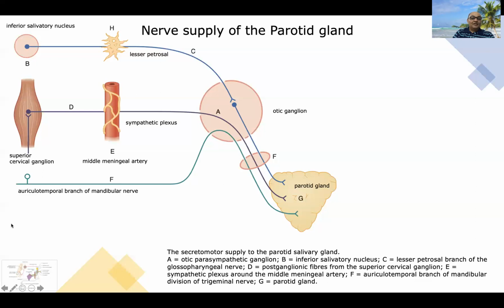Now let's derive the sensory part. The auriculotemporal branch of the mandibular nerve is carrying general sensation. So it's bringing general sensation from the substance of the parotid, and they are also traveling through this. And this is how, if someone asks you what is the nerve supply of the parotid, you have to mention the parasympathetic, you have to mention the sympathetic, you have to mention the auriculotemporal division of the trigeminal, and from where we are getting sensory, from where we are getting sympathetic, and from where we are getting parasympathetic. This is really important, and I expect you should be spending good time in understanding these concepts.